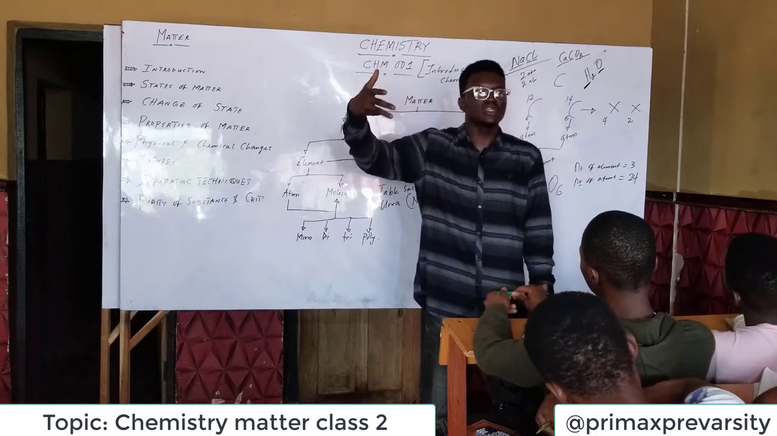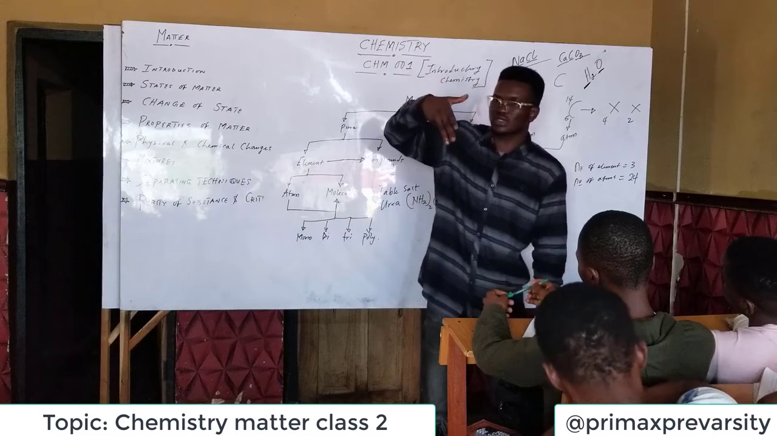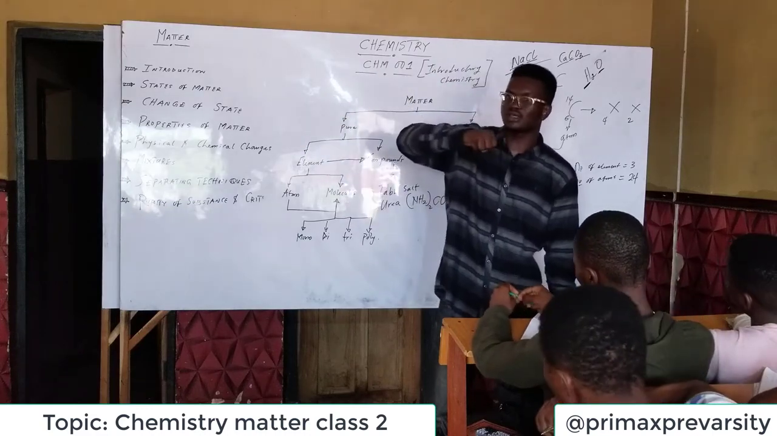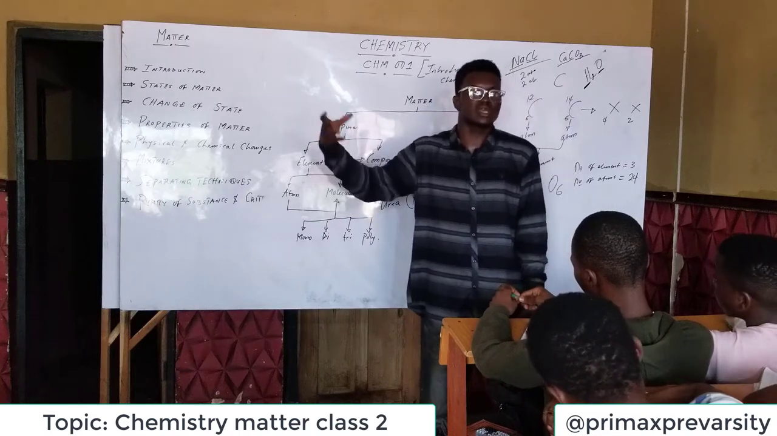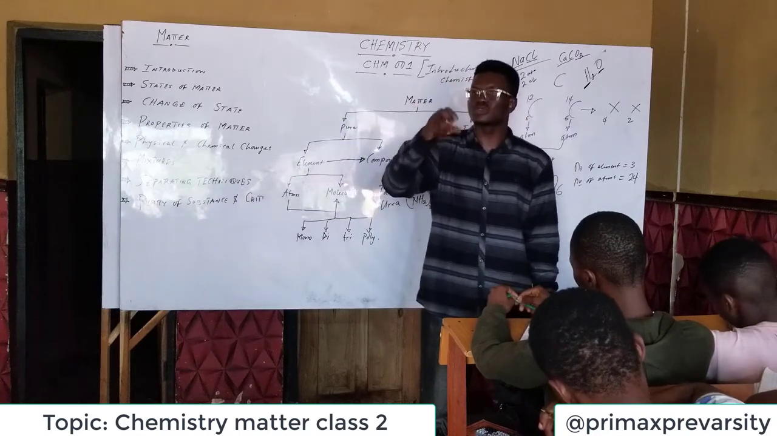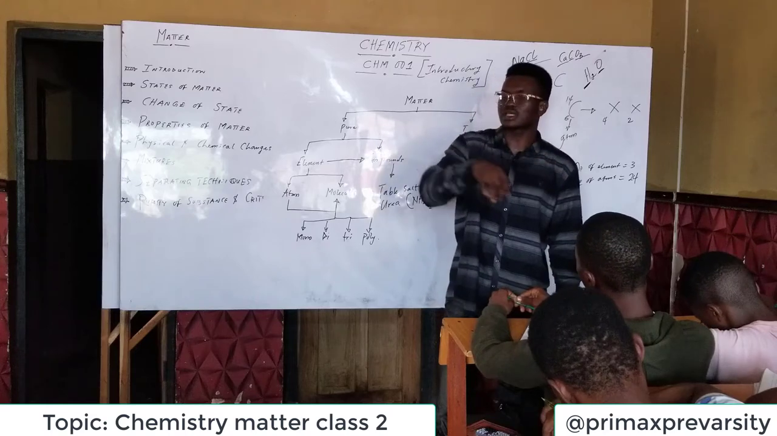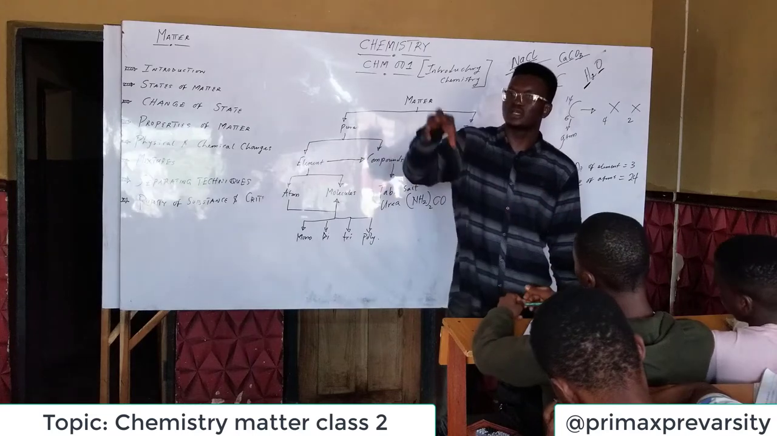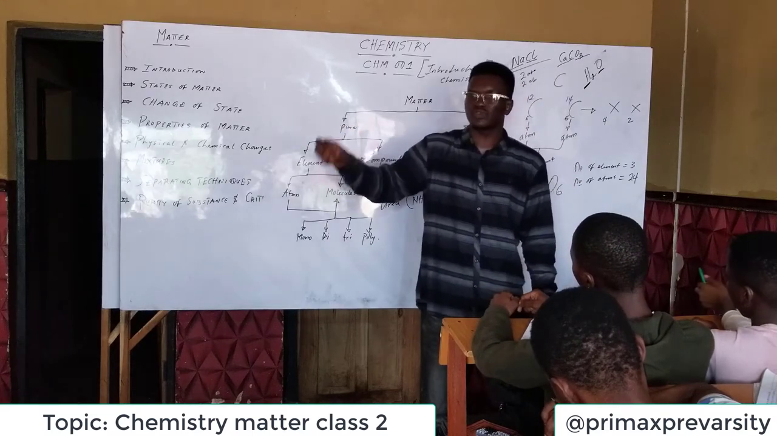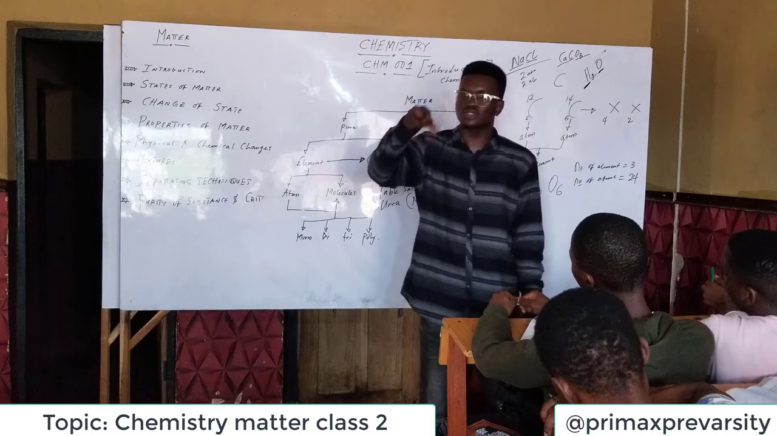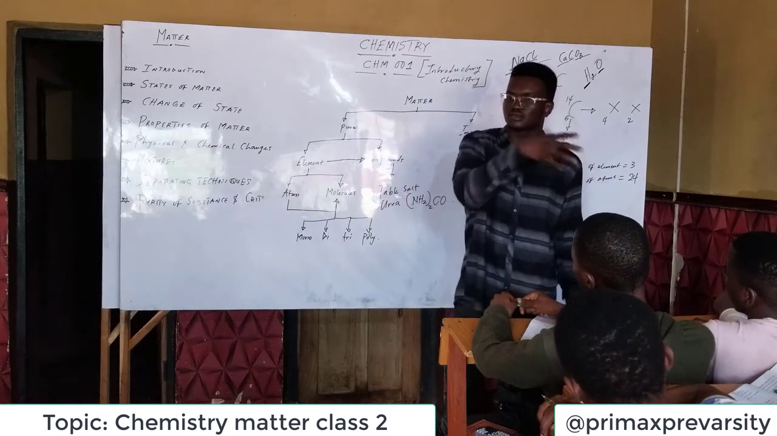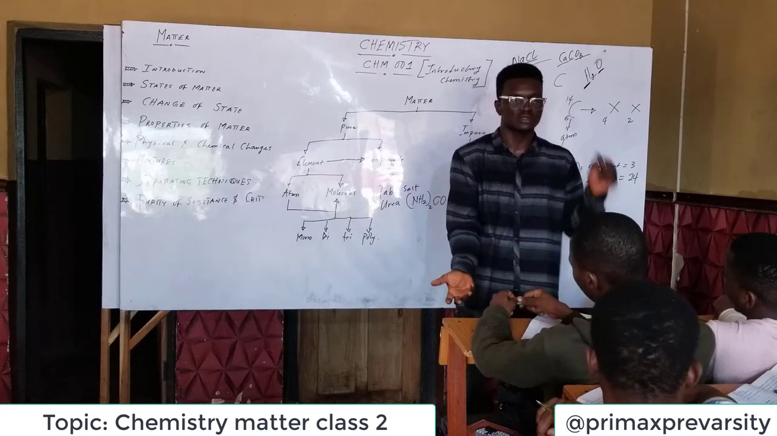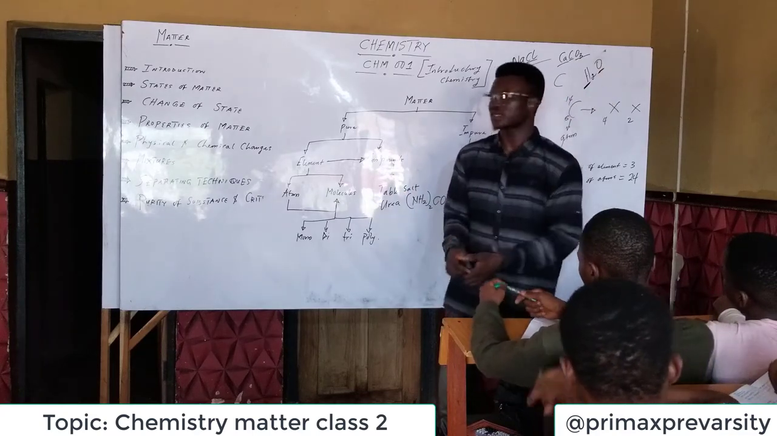So if they say you should give three differences between compounds and mixtures: compounds are formed chemically, mixtures are formed physically. Compounds are represented using chemical formulas. Mixtures cannot be represented using chemical formulas. Compounds are pure substances. Mixtures are impure substances. The constituents of compounds are different from their constituent elements. The constituents of mixtures are retained. I just gave you like four now, and they are from all the stories I've been talking about.